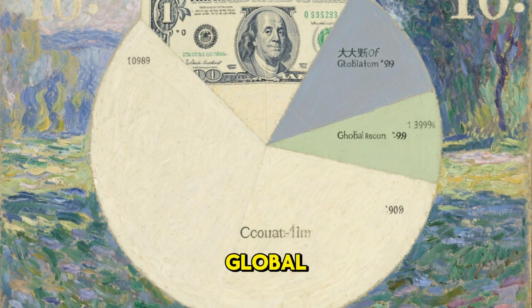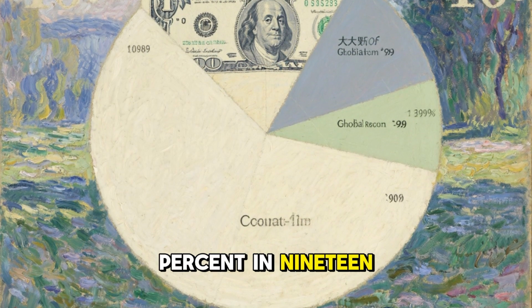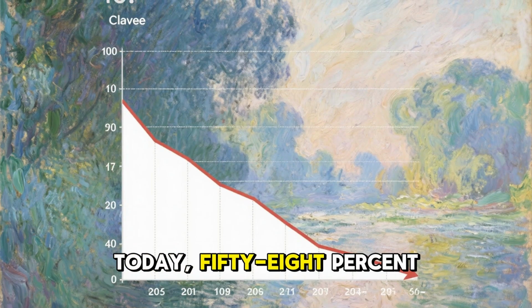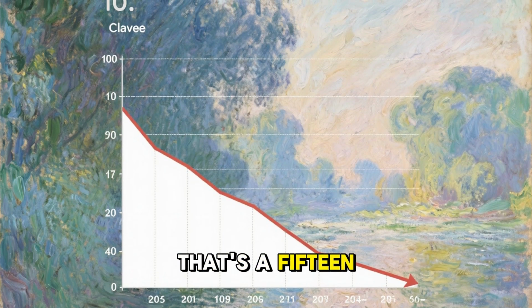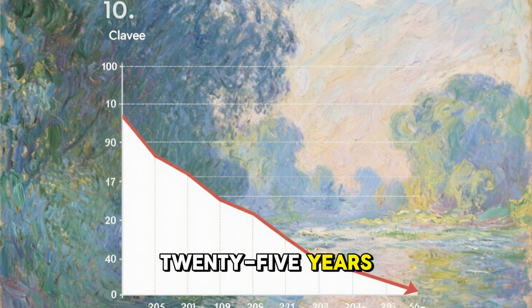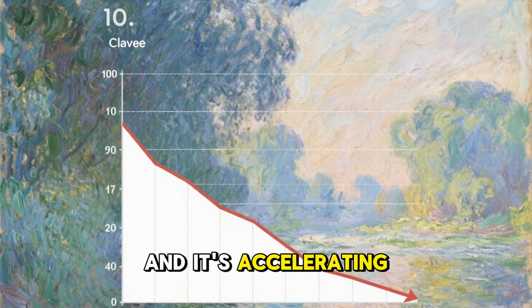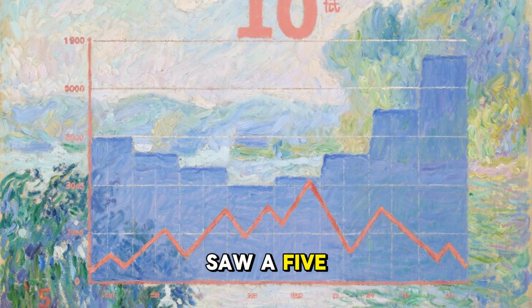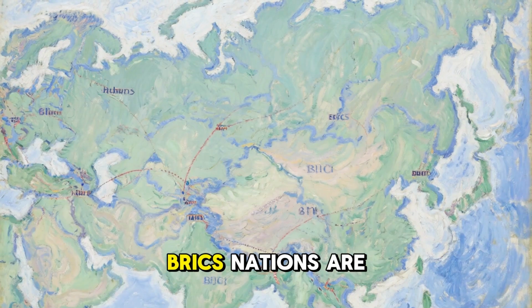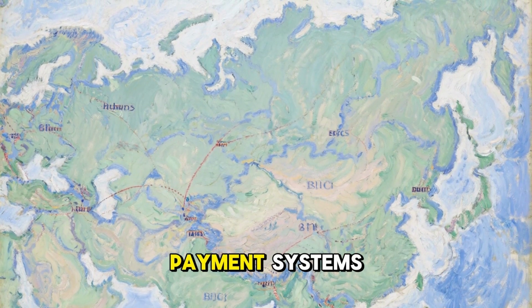Dollar's share of global reserves was 73% in 1999. Today, 58%. That's a 15 percentage point drop in 25 years, and it's accelerating. The last 5 years saw a 5 percentage point drop. BRICS nations are building alternative payment systems.